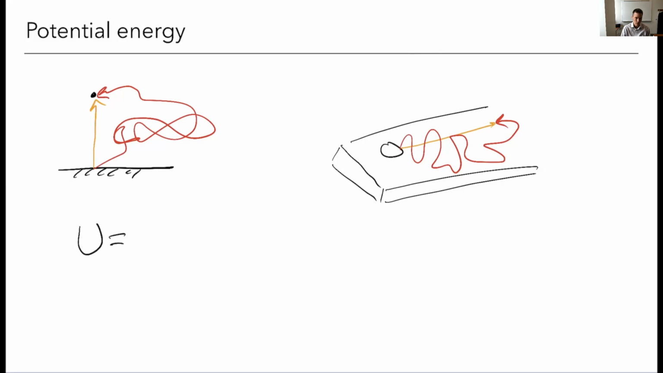Potential energy, we'll use the symbol U for potential energy. It's minus G times M over R. So the minus sign just comes from the definition, but you could think of it this way, that this is kind of relative to infinity. So if I go very far away, R becomes infinity, then this goes to 0, and I have no potential energy. And as I get closer, that becomes a bigger negative number.